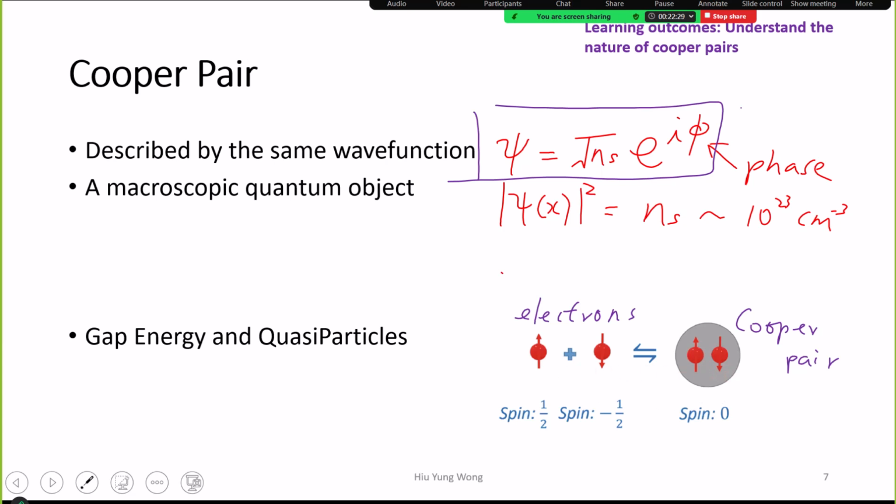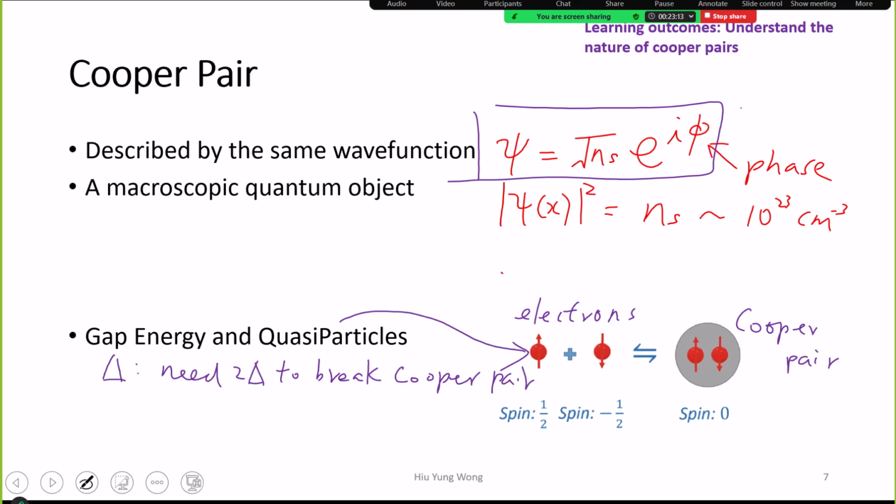What separates them is a barrier, an energy gap, right? You need energy in order to break the Cooper pair. So the energy gap is delta, but you need 2 delta to break a Cooper pair, because you have 2 electrons. Okay, this is just the definition of delta. That is the energy gap. But when you break it, you break 2 electrons at the same time, so it's 2 delta of energy. Okay? And after you broke it, these are called quasi-particles.